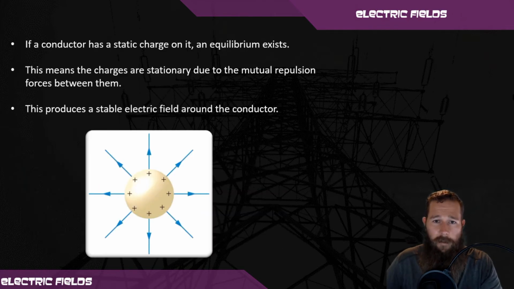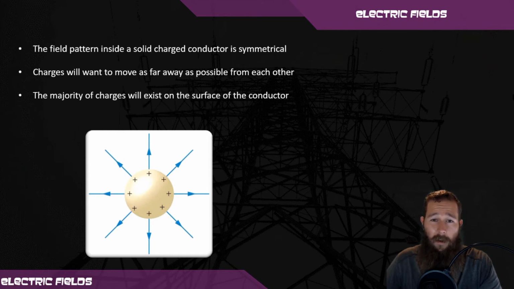Now external to the sphere there is an electric field, and remember it goes at right angles to the surface, so every arrow here is at right angles to the sphere. Field strength is strong close to the sphere and weaker further away.